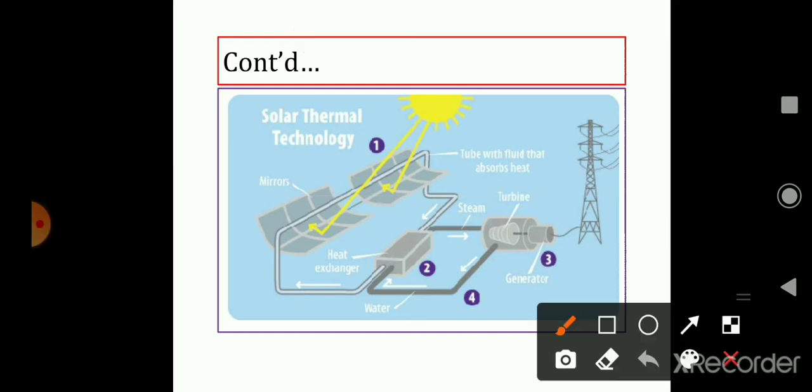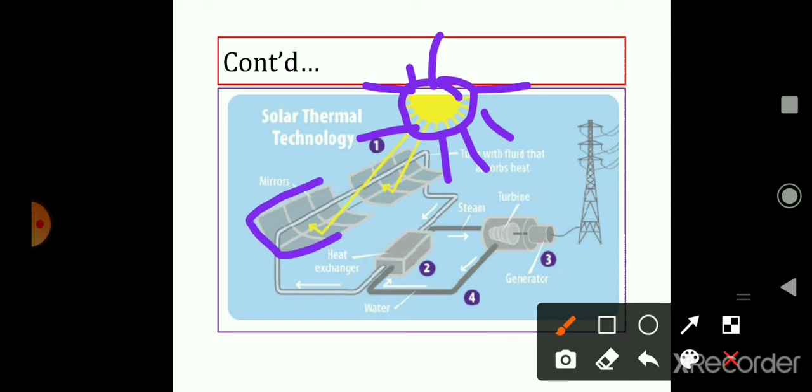Let us see here. In this particular diagram we have the sun. The sun gives a huge amount of solar radiation uniformly in all directions. In this solar radiation we have to place solar collectors. What is the function of solar collectors? The solar collector absorbs the huge amount of solar radiation, and extracts the heat energy from it.